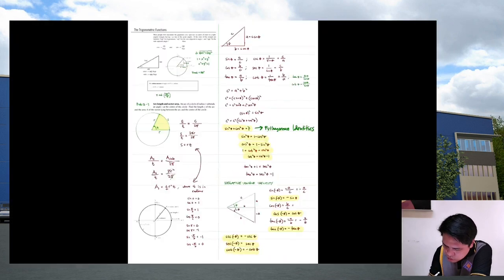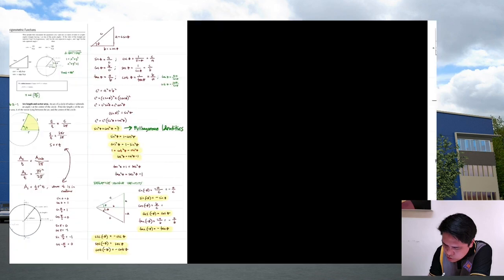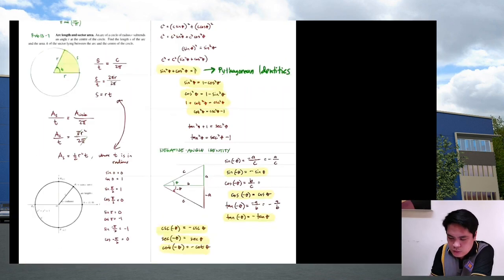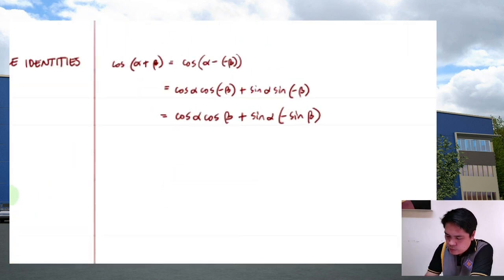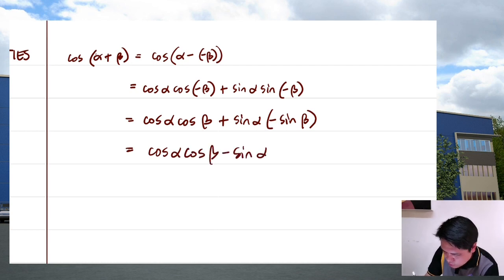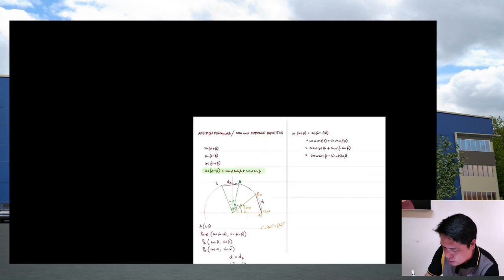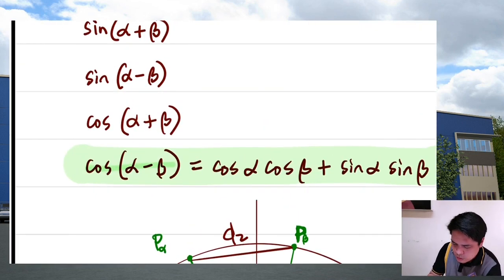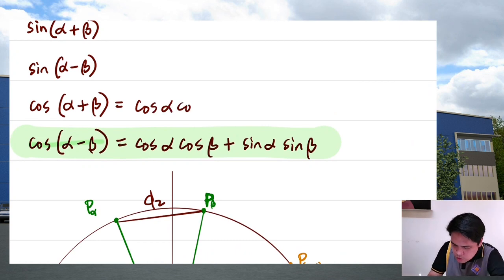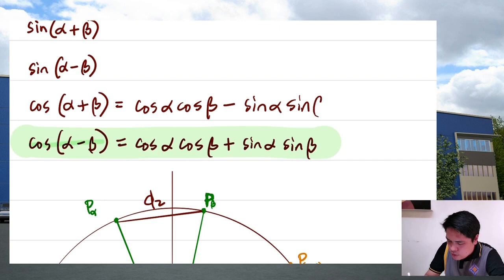We use this identity. Asan yung negative? Ito. So, we use that identity. Now, if we continue this, that would be cosine alpha cosine beta minus sine alpha sine beta. So, the identity is just similar, pero na iba lang yung sign. So, cosine alpha plus beta is equal to cosine alpha cosine beta minus sine alpha sine beta.